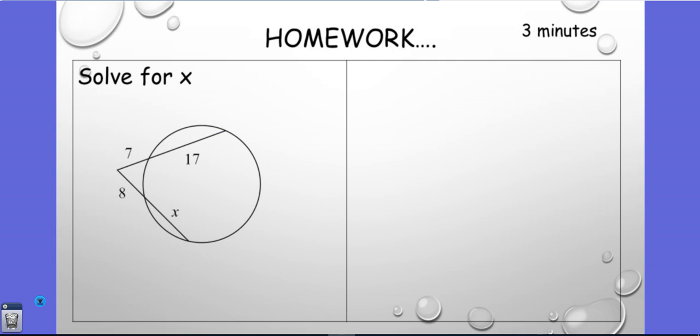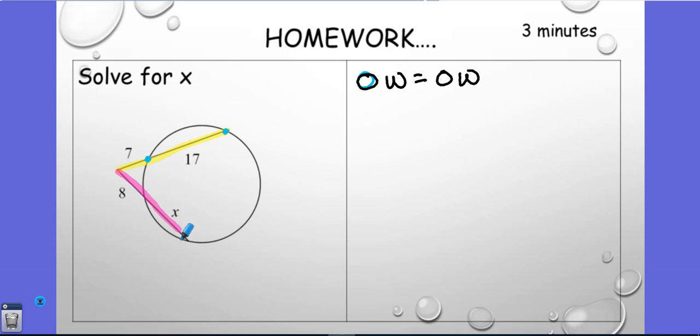The segment we have right here is called the secant because it intersects the circle, or the circumference of the circle, twice. And the rule for that, and guys, you have to memorize these rules, these will not be given to you, is that outside times whole equals outside times whole. And that's the same thing for the other secant.